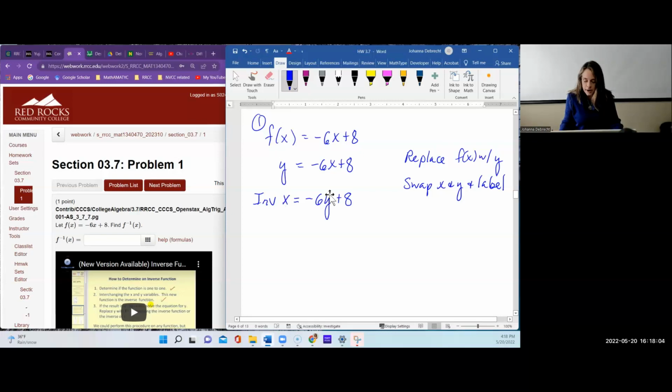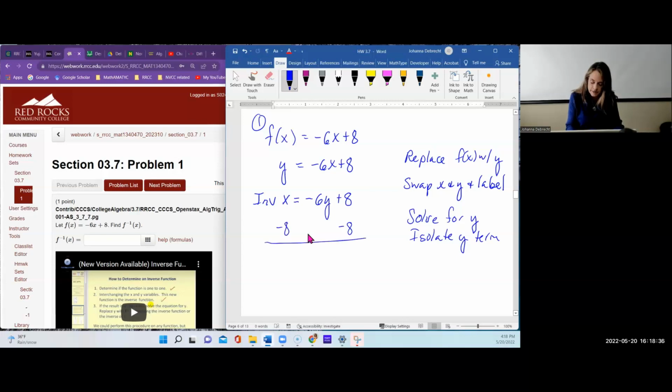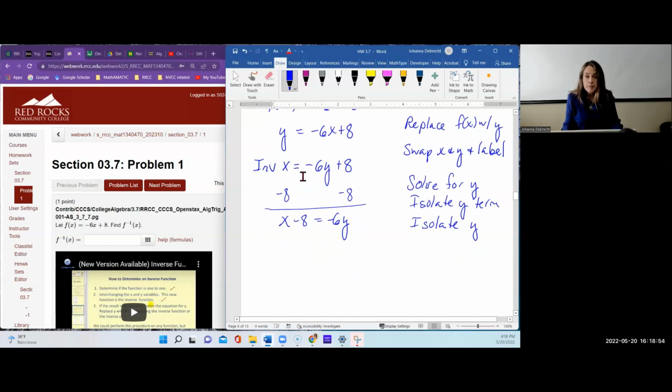When we swap the x and y, we replace each x with y and each y with x. We know that this one passes the horizontal line test, so the inverse is a function. So we want to solve for y and replace it with inverse function notation. So our next step is to solve for y. To solve for y, we're first going to isolate the y term. To isolate the y term, I'm going to subtract 8 from both sides of the equal sign. This keeps the solutions unchanged. Then to isolate y itself, I'm going to divide both sides of the equation by -6. I can also divide each term by -6, which is actually my preferred way of doing it.